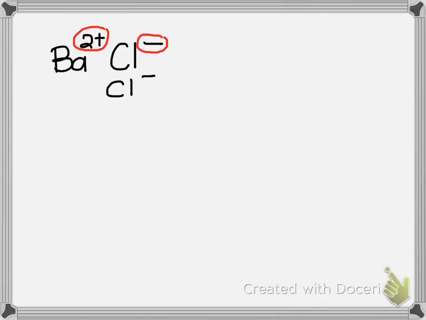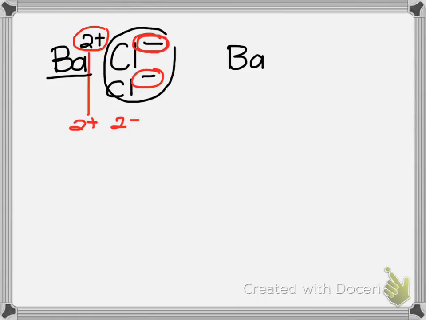Because then you have on this side a 2+, and now I would have a negative here and a negative here. That would be 2-. So to get these two to equal 0 when you add their charges together, you need 1 barium, but you need 2 chloride ions. And to tell how many you need, you write it as a subscript next to the element.